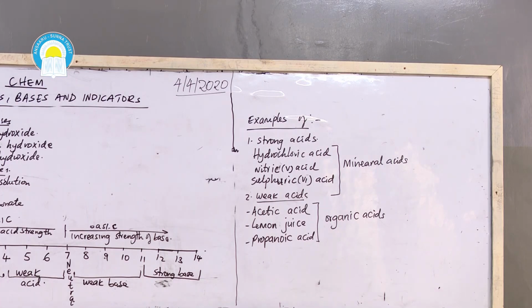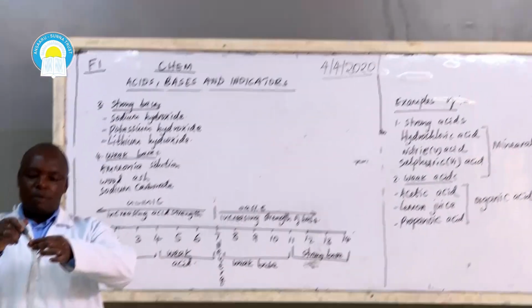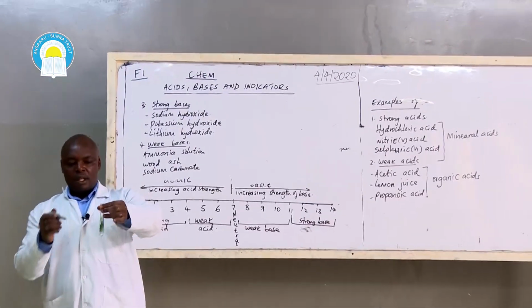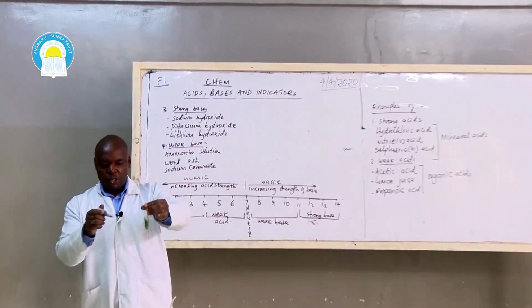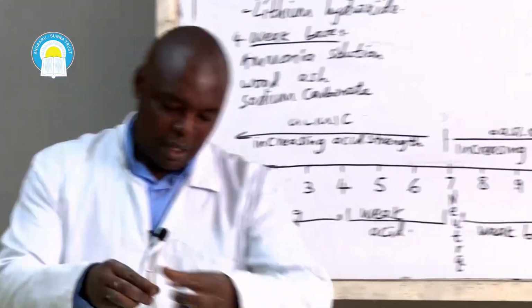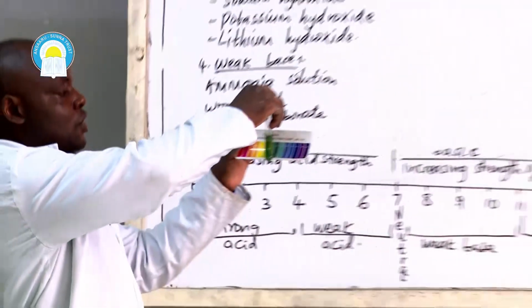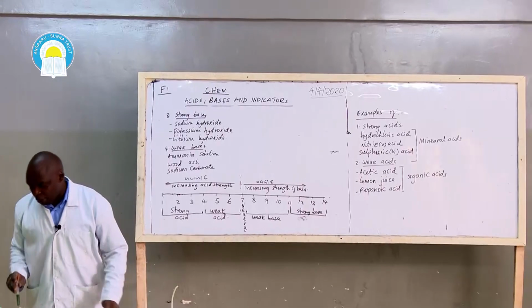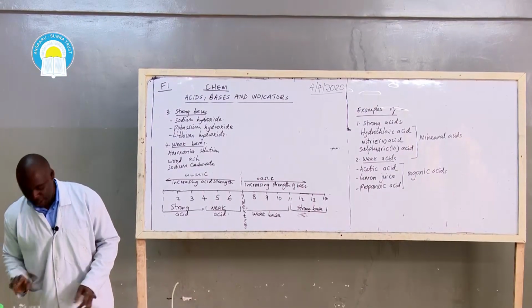I can also have another one, which is distilled water. Let me use the wash bottle. The water that is in this wash bottle, distilled water. You see, the distilled water also shows a pH of 7. Green, pH 7.